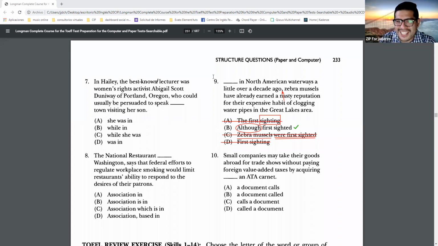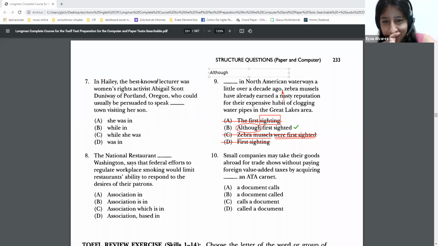It's reduced. What is the complete one? That's why I'm trying to think. Although I have already.